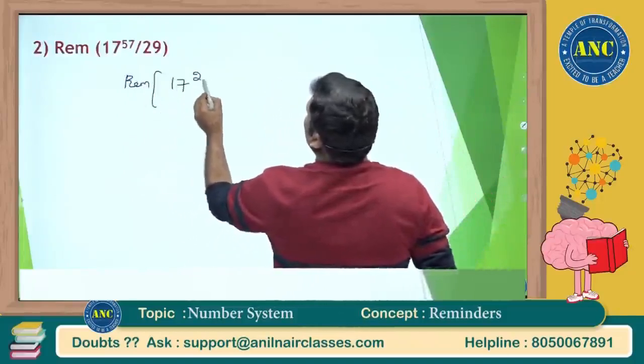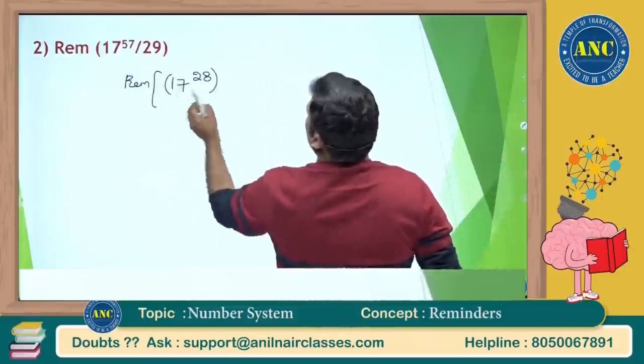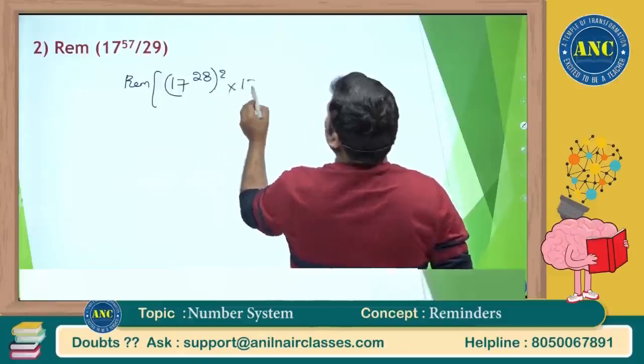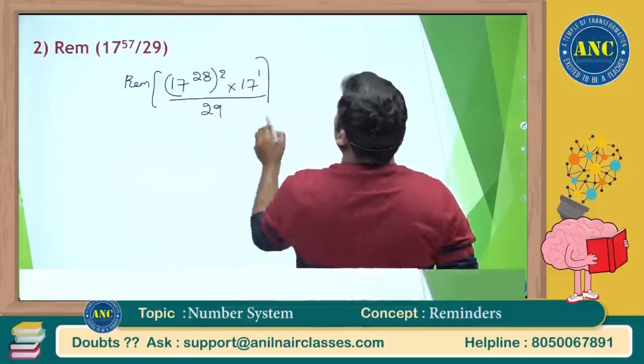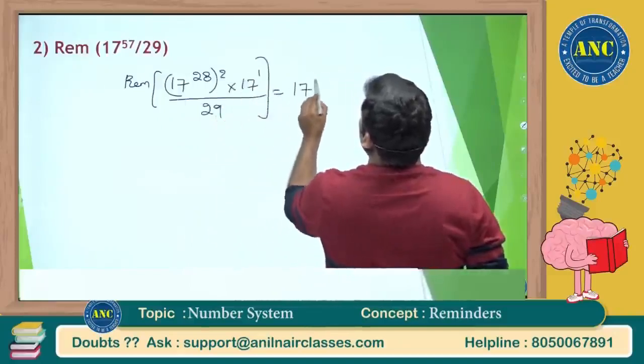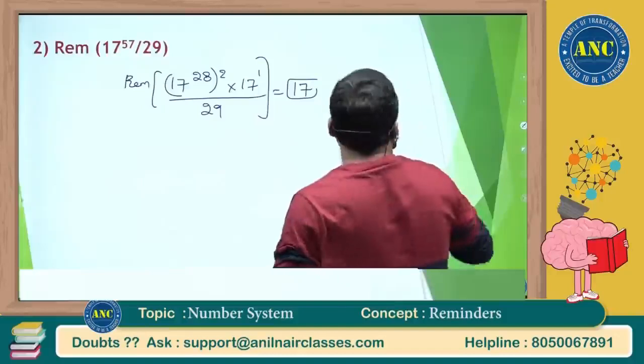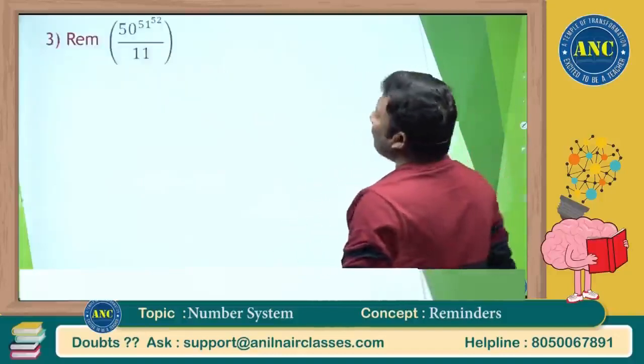29 is a prime number. So 28. 28 twos are 56. Another 17 is remaining. 17 divided by 29 is nothing but 17. The second question also is clear.